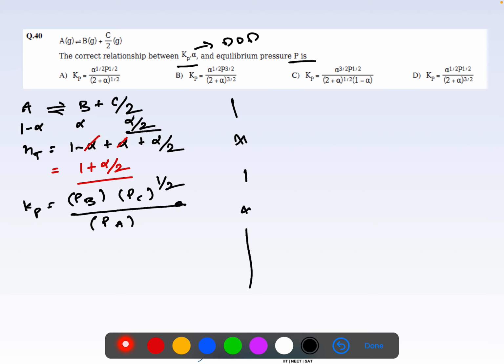So partial pressure can be obtained through Dalton's law, where for example the partial pressure of a gas X will be equal to the number of moles of X divided by the total number of moles at equilibrium, into the equilibrium pressure P total. So similarly you can get the partial pressure of B. It will be equal to, what is the number of moles of B?